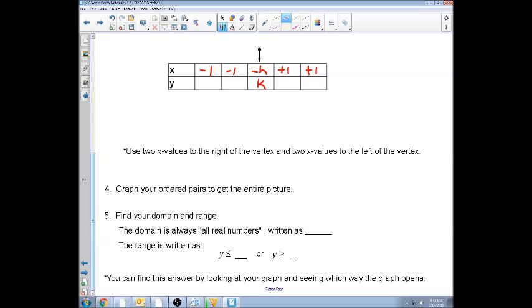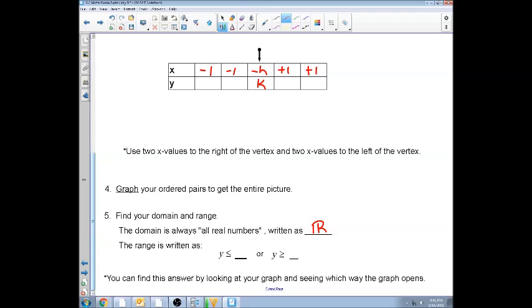We want to find our domain and range. The domain is all of the possible x values, and the range is all of the possible y values. Since the domain is all of the possible x values, if we think of a U, and if it were to go on forever and ever, it's going to spread out across the entire number plane. In fact, it would be all real numbers. How we write all real numbers is what we call a double-barred R.